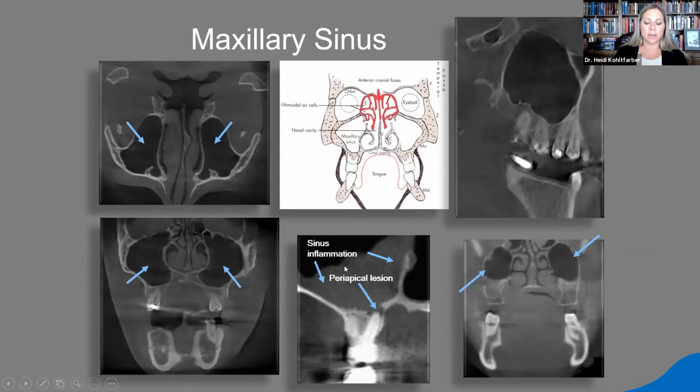Now, if we do see a mucosal thickening within the sinus, we always want to check out the teeth. But we can see we have a periapical lesion, lost the inferior cortical border of the sinus on that side, and that mucosal thickening is odontogenic in origin. So we wouldn't want to just send that straight off to ENT. We would want to check the teeth first. However, we are very concerned about that sinus drainage pathway.